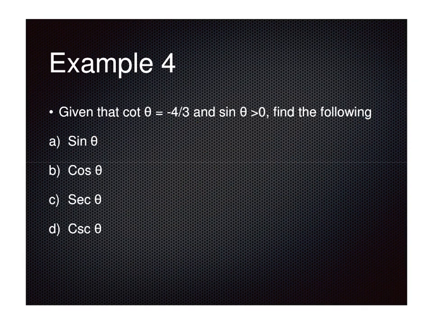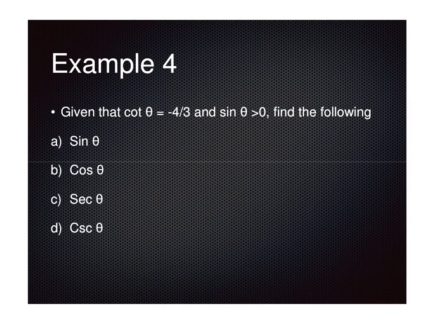All right. So this is how you'll see types of questions on your test. Given that cotangent of theta is negative 4/3, and sine is greater than 0, find the following. Okay, first thing you need to do is draw a picture. All right, what do I know? Write down what you know.